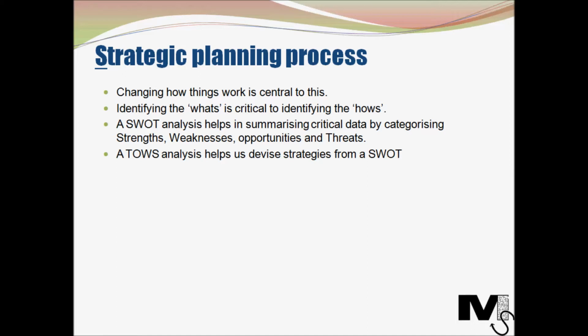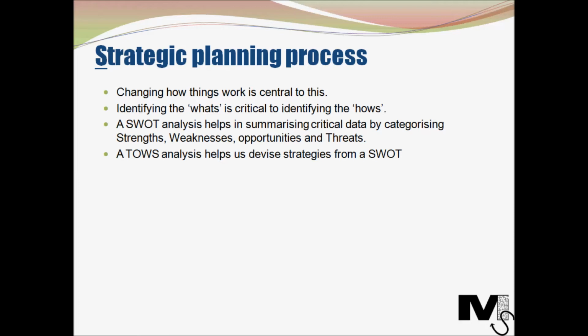Okay, we would then need to gather data on where things stand at the moment. Central to this analysis is running a SWOT analysis to understand the internal factors that affect how things work in the organization, alongside the external environment where the company operates. A SWOT analysis therefore helps in summarizing critical data by categorizing strengths, weaknesses, opportunities, and threats. And now that we have this data at hand, we need to devise strategies to get the company moving in the direction we require it to move.